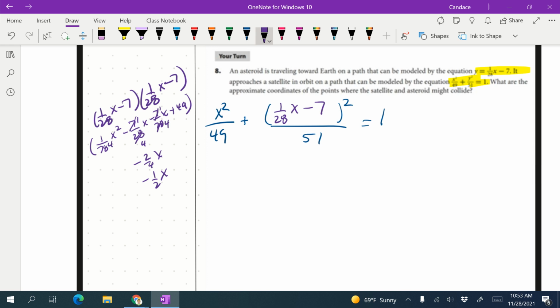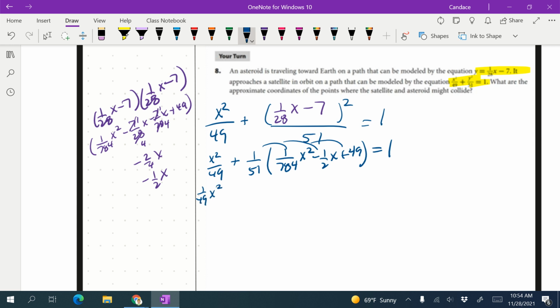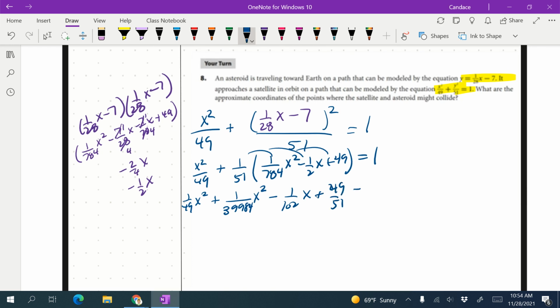So I'm going to go ahead and write that out again back over here. So we've got x squared over 49 plus, instead of writing this divided by 51, I'm just going to make it a coefficient in front, 1/51. And then we've got 1 over 784x squared minus 1/2 x plus 49 equals 1. It's quadratic. I know I need to get it equal to 0, so I'm going to distribute this in. So we end up with 1/49th x squared, plus 1 over 39,984x squared minus 1 over 102x, and then plus 49 over 51 equals 1.